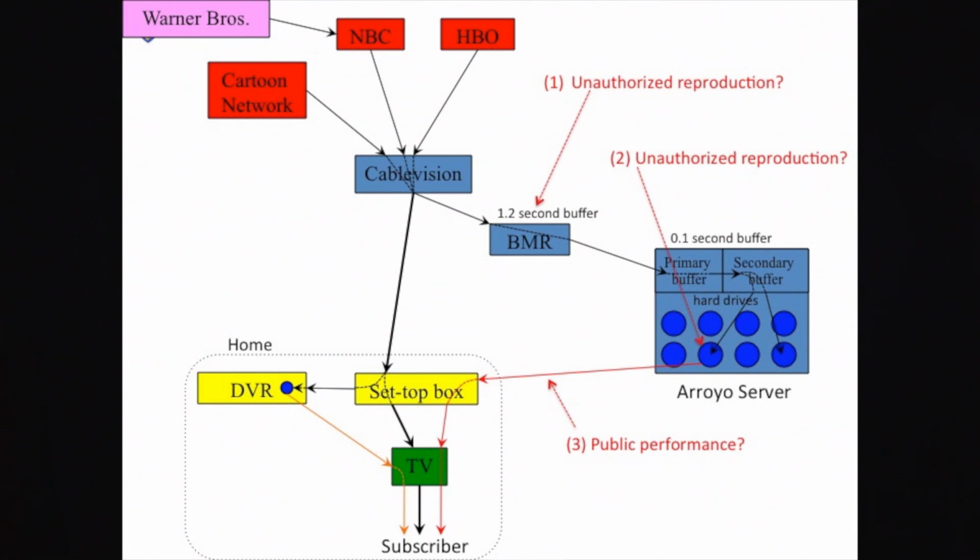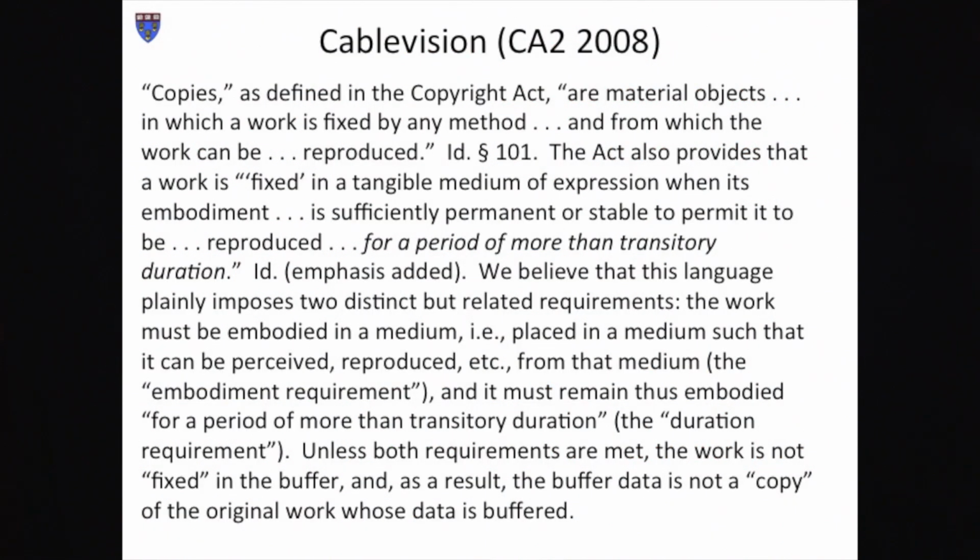The district court agreed with the plaintiffs that the buffer triggered a violation of Section 106(1), but the Court of Appeals reversed. Here's the crucial language in the appellate court's opinion. Copies, as defined in the Copyright Act, are material objects in which a work is fixed by any method and from which the work can be reproduced. The Act also provides that a work is fixed in a tangible medium of expression when its embodiment is sufficiently permanent or stable to permit it to be reproduced for a period of more than transitory duration.